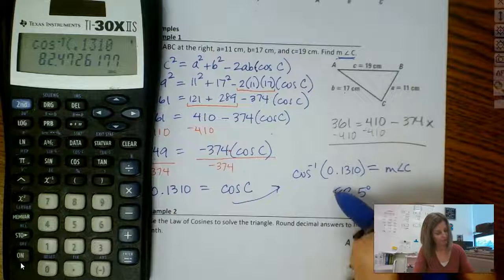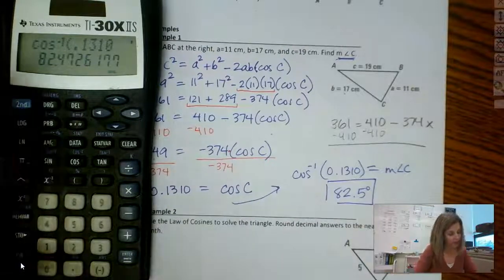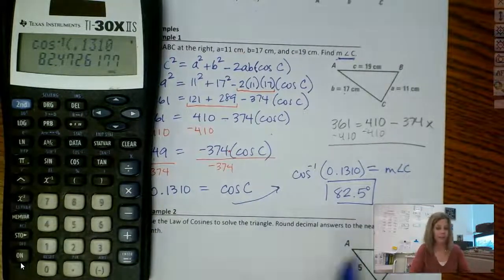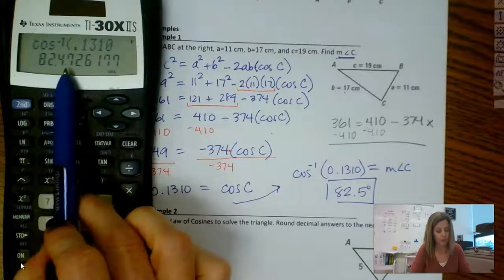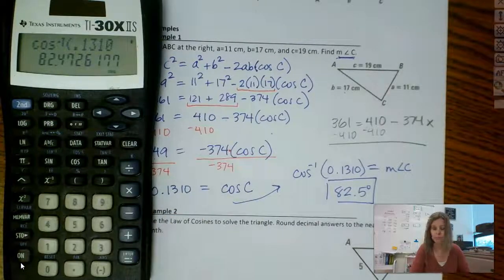So 82.5, and we'll just do nearest tenth. Or I guess if you wanted to do 2 spots, you could do 0.47. And so that's going to be my degree measure.